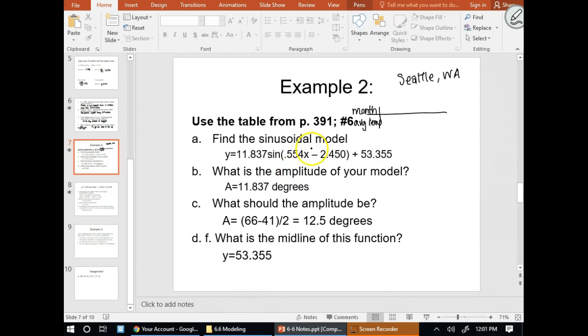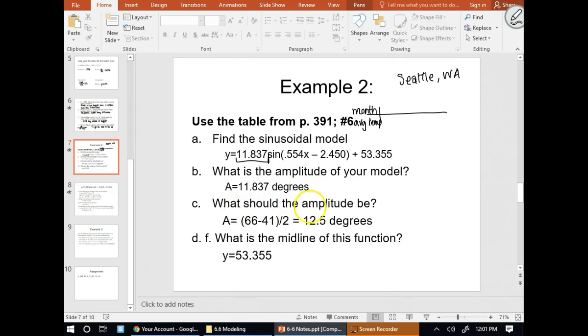So if you find this equation, then from that equation, on the quiz, I will give you the equation, and then I'll ask you a question like B. What is the amplitude of your model? Or I might say, how much does the temperature vary from the average temperature, or something like that. Amplitude is pretty easy to find, and you already have the answers, which is not good, but you have them. So amplitude comes from this part right here. Amplitude would be 11.837 degrees.